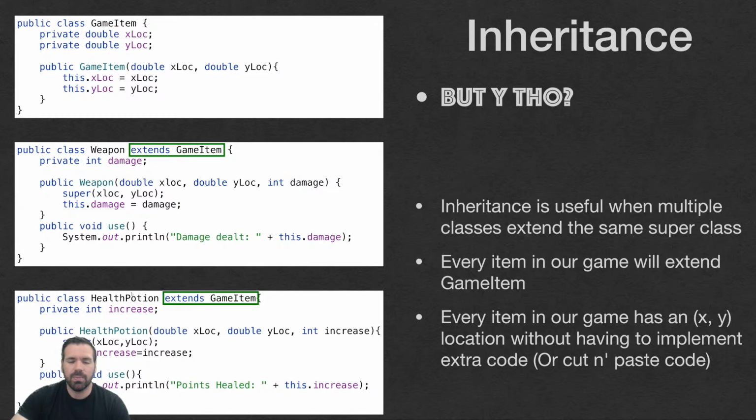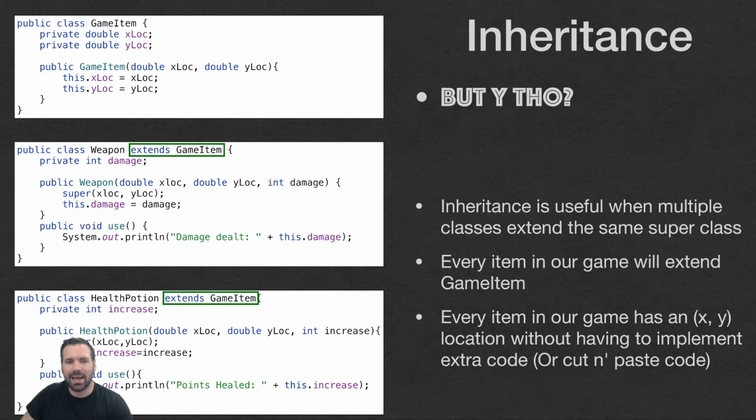If we have weapon and health potion both extending game item, now health potion and weapon both get all the state and behavior of the game item class without having to duplicate any code. Because with this same code without inheritance, these two instance variables and initializing them has to be copy and pasted in both of these classes, which gets hard to maintain. A big part of OOP, especially on the OOP side of this course, is making your code easier to maintain, so it's easier to add new features to your game.